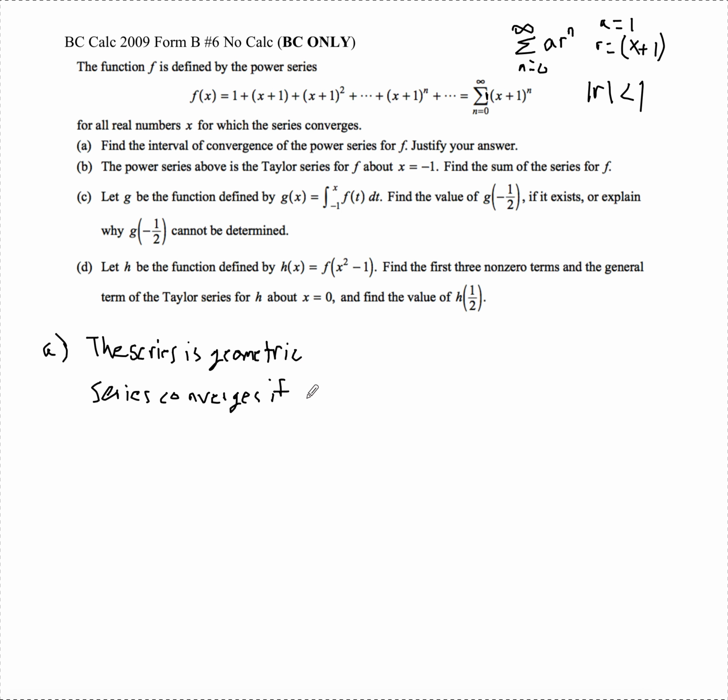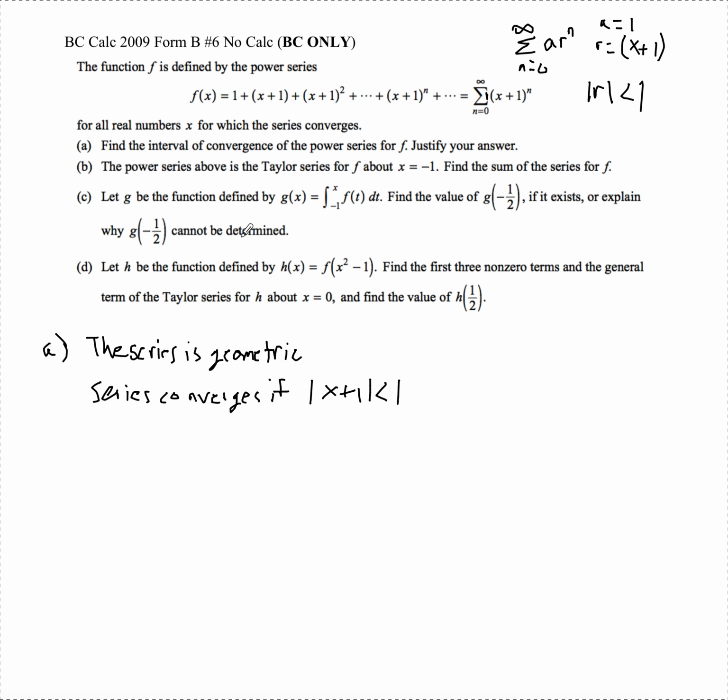if r, though, my r value, my thing with the n, is x plus 1. So the series converges if the absolute value of x plus 1 is less than 1. So you actually get 1 point for saying that. Because my x plus 1 to the n, that's in my r position. That's my common ratio.